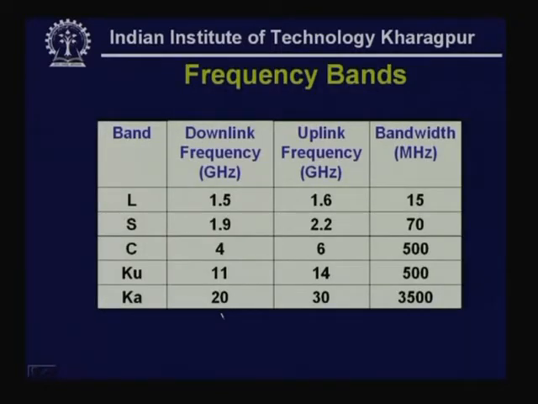Now, let us look at the frequency bands used in satellite communication. This is in the microwave range, which we have already discussed, where line of sight communication is performed. There are several frequency bands. L band uses two frequency bands, one for downlink, another for uplink, in the gigahertz range. Downlink frequency is around 1.5 gigahertz, uplink frequency is around 1.6 gigahertz. S band: downlink frequency is around 1.9 gigahertz, uplink frequency is around 2.2 gigahertz. And this is the bandwidth available for data communication.